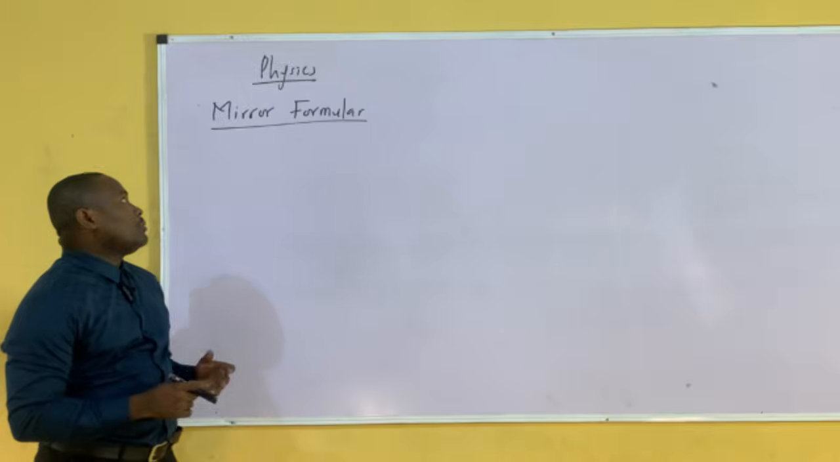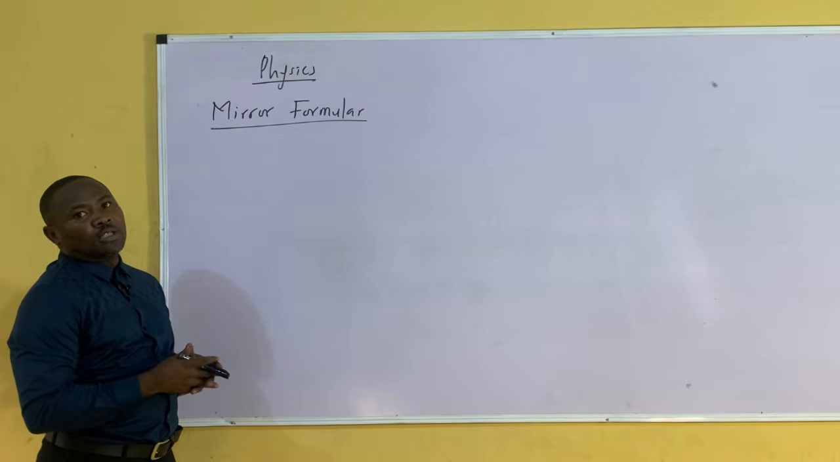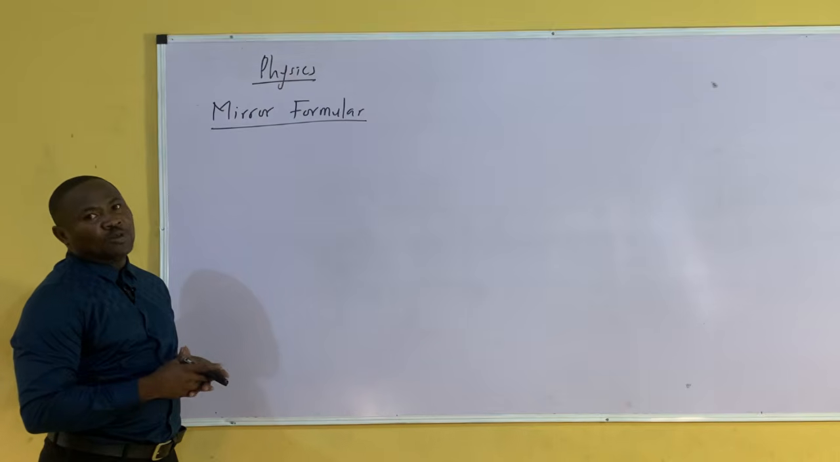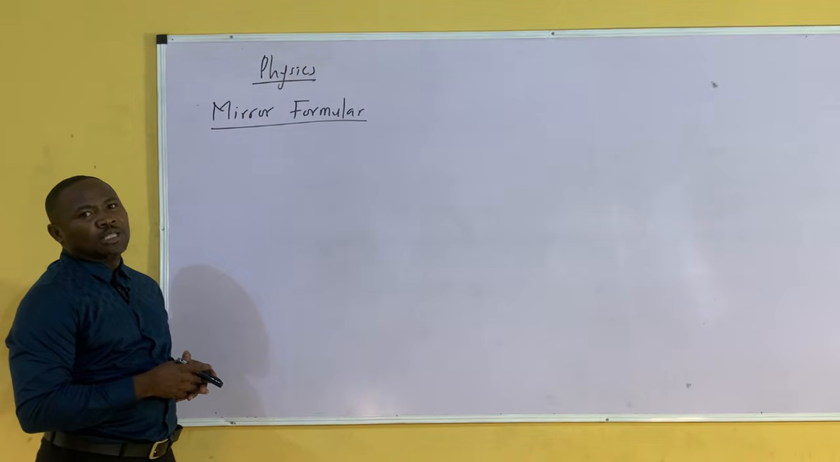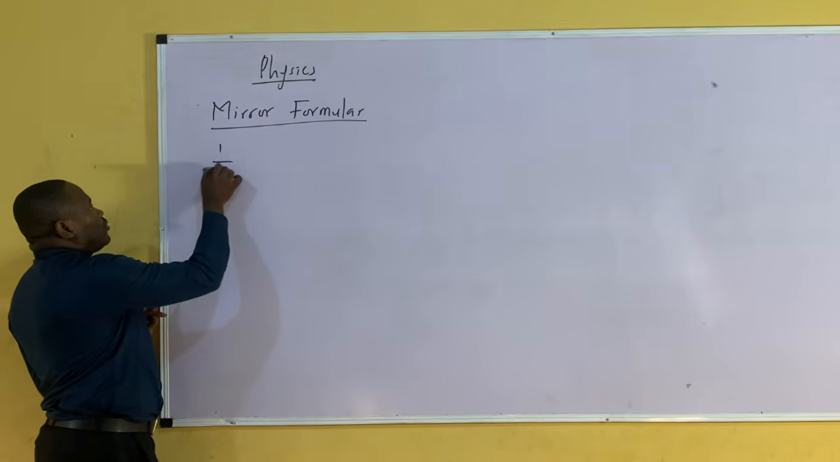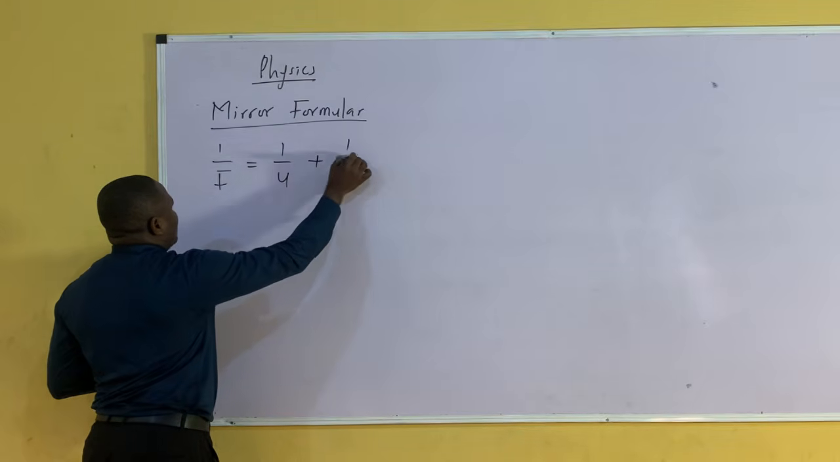Now we'll be looking at mirror formulas, and this will be helping us to calculate questions regarding mirror formulas. Now we'll be using the real-is-positive method, which is most appropriate to use for lesser confusion. Now, what is this formula? We have 1 over f is equal to 1 over u plus 1 over v.